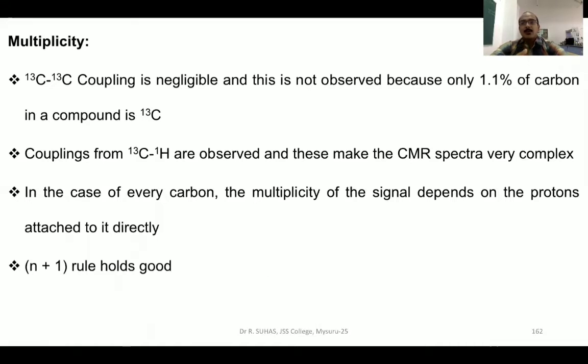But you have to bear in mind that for proton NMR spectroscopy, the adjacent protons are involved in the splitting pattern, whereas here the protons directly attached to the carbon result in the multiplicity or splitting pattern. That is the multiplicity difference between C13 and 1H.